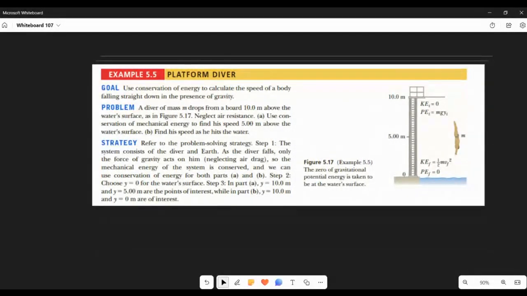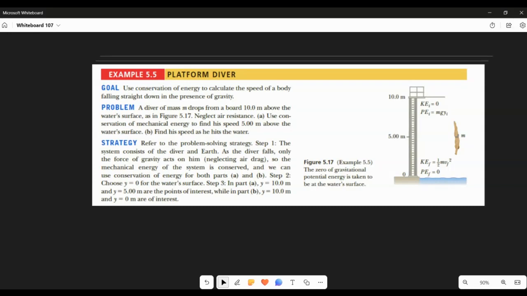So again, we essentially use the conservation of mechanical energy to calculate a few things. In this case, the speed of the body. So a diver of mass m drops from about 10 meters above the water surface. I think we can all imagine that. Let's assume Singalaka is jumping from the board.